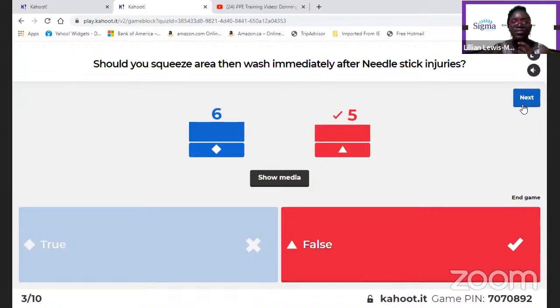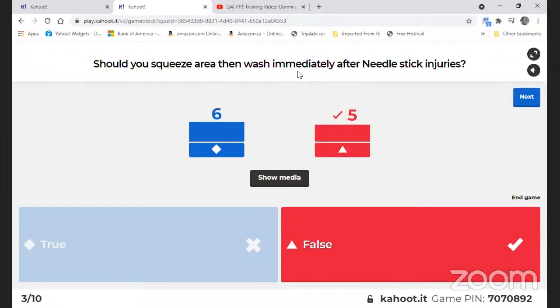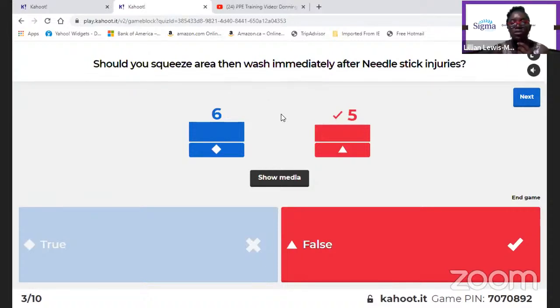Why is the answer false? What's the catch in this question? What did we say we do after a needle stick injury? Wash with soap and water. Right, you wash with soap and water. Previously, we said you would squeeze, but that has been refuted. So we do not squeeze the area. Some persons believe as soon as you get that injury, you squeeze it.